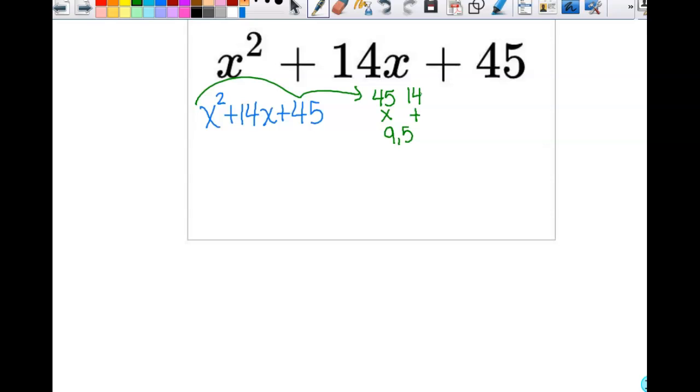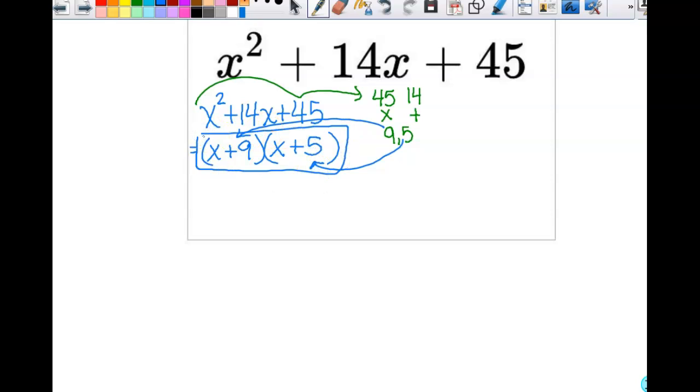So instead of grouping here, I don't have to split this middle term because I already know what my numbers are. All I have to do is put my x here, my x here. These are the numbers that go here. 9 goes here, 5 goes here. Positive 9, positive 5. You're done. That's it. No reason to split anything. Only do that if A is not 1. Otherwise, you're doing extra steps you don't need to do. It'll waste your time and your brain cells and your frustration, and there's more room for error.